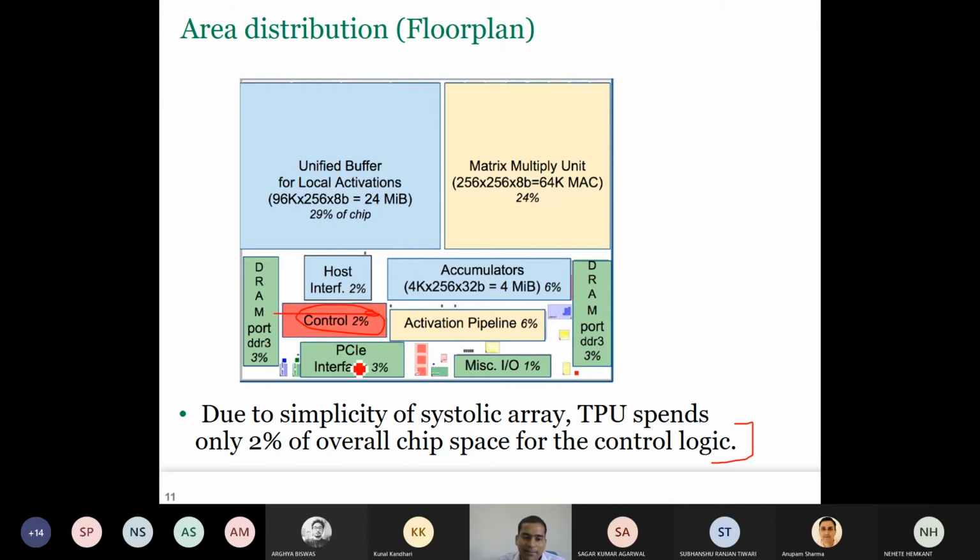And DRAM ports take some, PCI interface takes some, host interface takes some. Now you can see the unified buffer, which is storage for activations, takes 29% of the chip area, and the matrix multiply unit takes 24% of the chip area. So this is the main computation workhorse, the actual horse which is doing the computation. That has been given a quarter of the chip area. Fine, so let us go on.